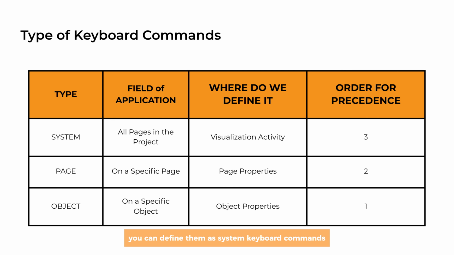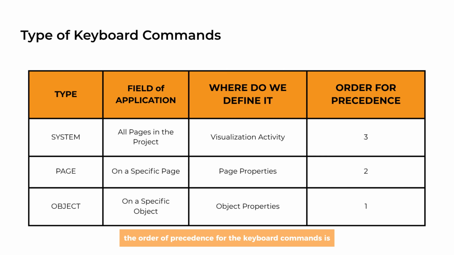You can define them as system keyboard commands in the visualization activity. That way they will be applicable for every graphics page that will be displayed. You can define them as page keyboard commands on the page properties, and they will be applicable for a specific graphics page. Finally, you can define them as object keyboard commands, and then they will be applicable only for a specific object on a graphics page.